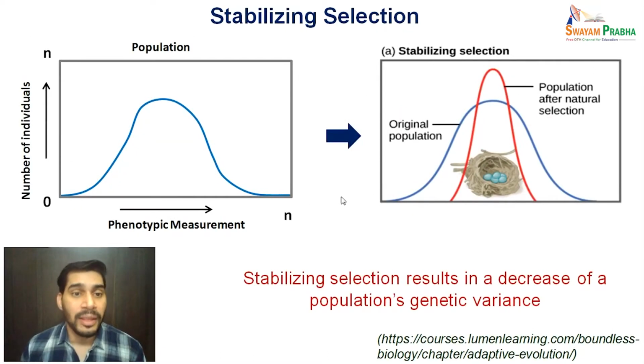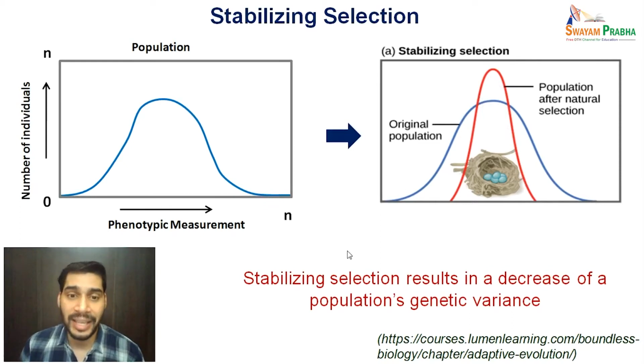If you see graphically, on the x-axis we show the phenotypic measurement, and on the y-axis the number of individuals; generally we have a bell-shaped curve. But under stabilizing selection this bell-shaped curve changes something like this. It gets narrowed down because this portion is being favored. These are the individuals of the average type, and thus they are favored, whereas the ones on the extremes, laying fewer eggs or a high number of eggs, are eliminated. So the original population, shown as blue here, turns to this type of graph, which is the population after natural selection.